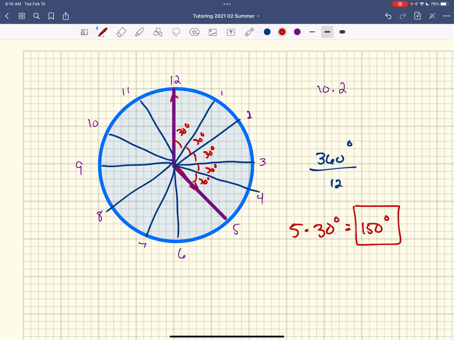And so I would put a nice little box around that. That's my answer for 10.2a, right, 150 degrees. Now 10.2b gets a little bit more complicated. It says, okay, well, what's the measure of the smaller angle between the hour hand and the minute hand about 24 minutes later at 5:24 p.m.?